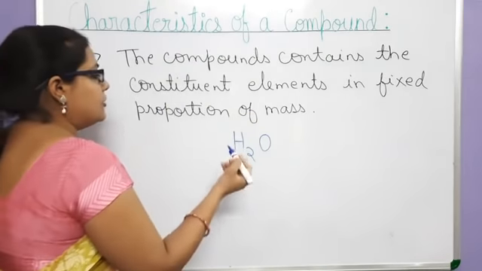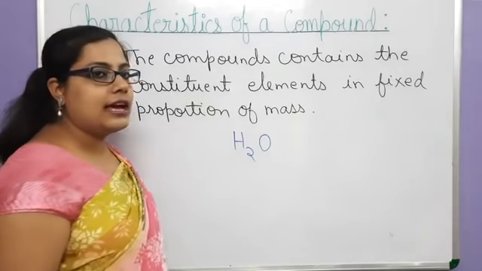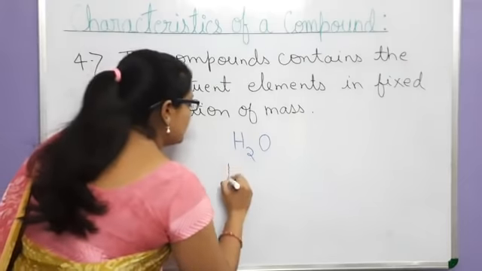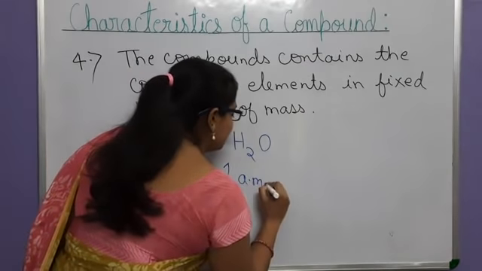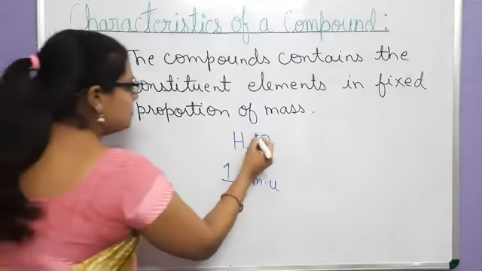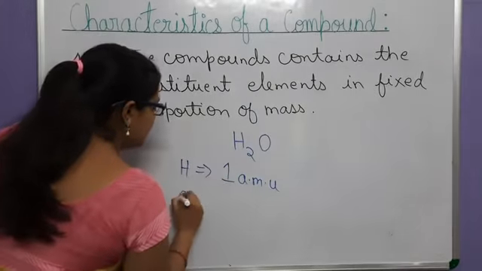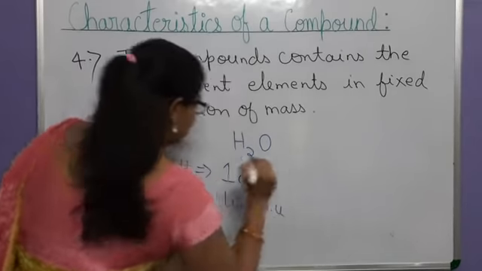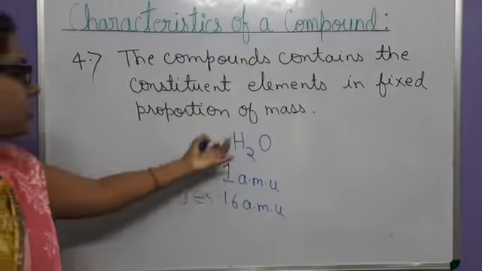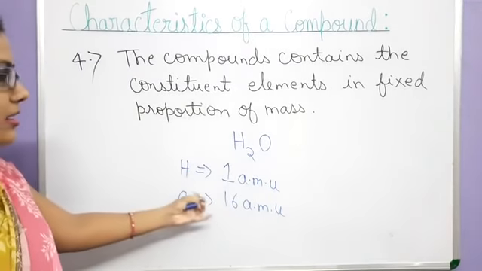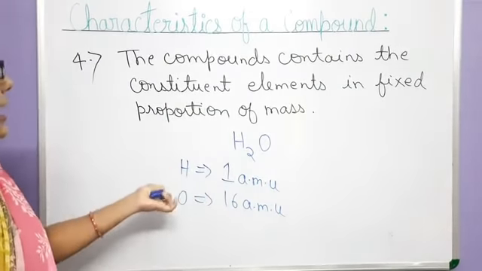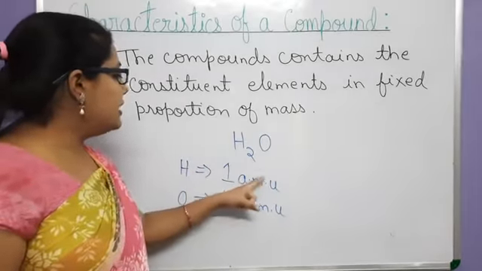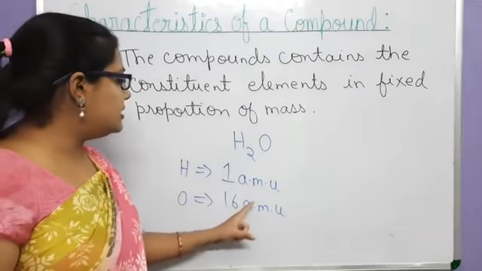When we take out the atomic mass ratio, then we will understand the fixed proportion of mass. When you reach a higher class, you will learn that the atomic mass of hydrogen is 1 AMU, atomic mass unit, and the atomic mass of oxygen is 16 AMU. I am telling you in advance, you will learn these things in the higher class. Just for your information, one atom of hydrogen is 1 AMU and one atom of oxygen is 16 AMU.